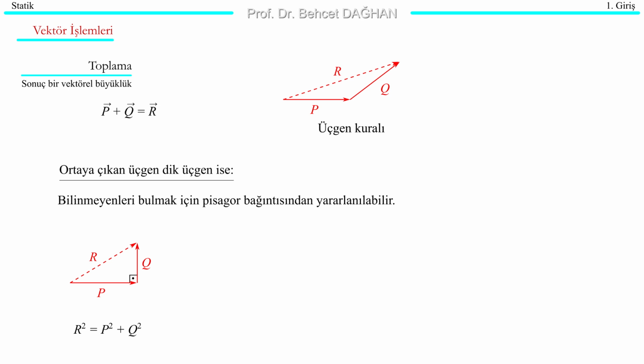The resulting triangle may be a right triangle. In this case, we can find the unknowns by using the Pythagorean relation. For example, if P and Q make up the perpendicular sides, and R is the hypotenuse, then we can write R squared equals P squared plus Q squared. But this is not necessarily going to happen. The hypotenuse can be either Q or P. We change and arrange the Pythagorean relation according to the situation. The square of the hypotenuse is equal to the sum of the squares of the perpendicular sides. We write the relation accordingly.